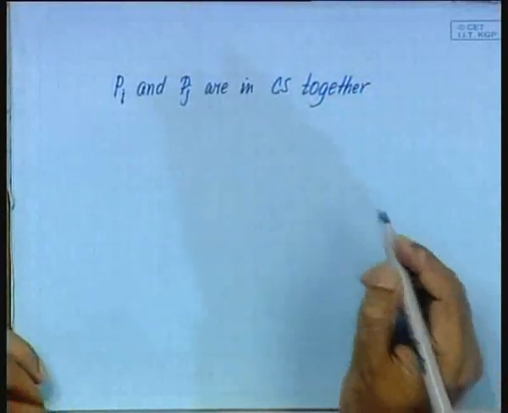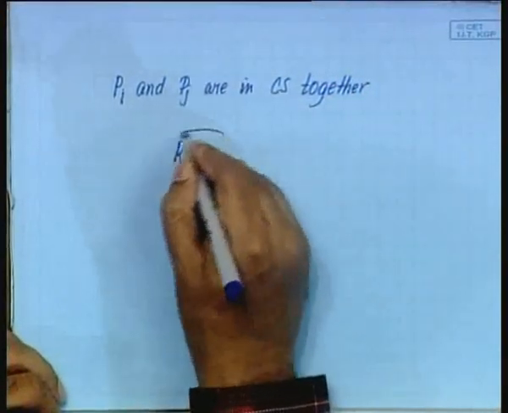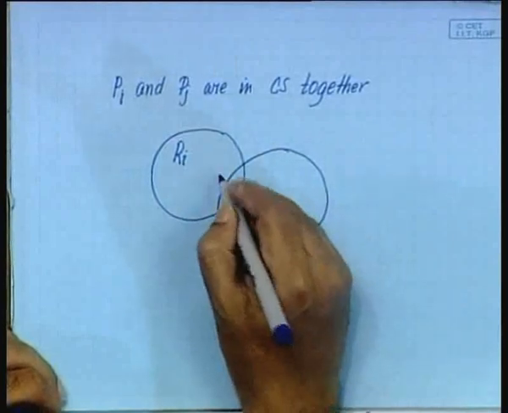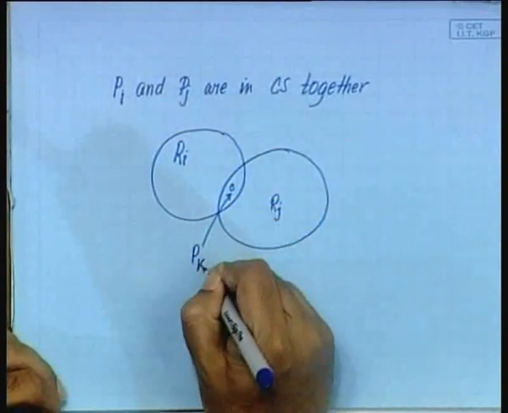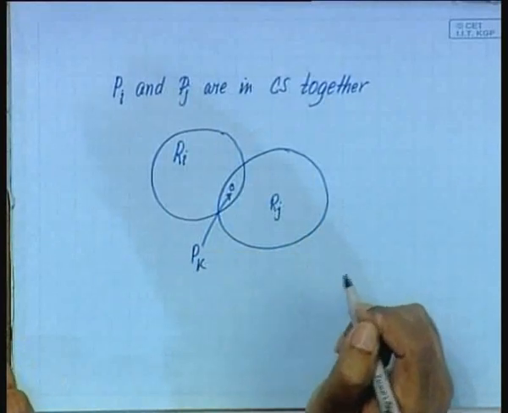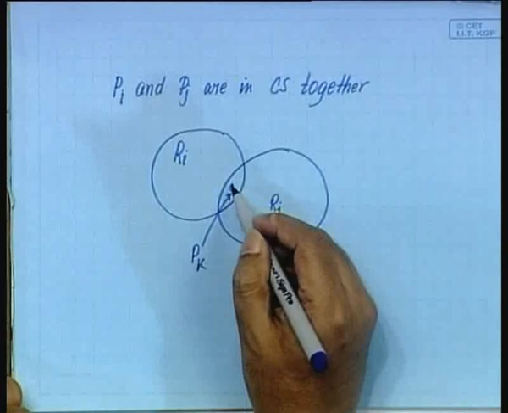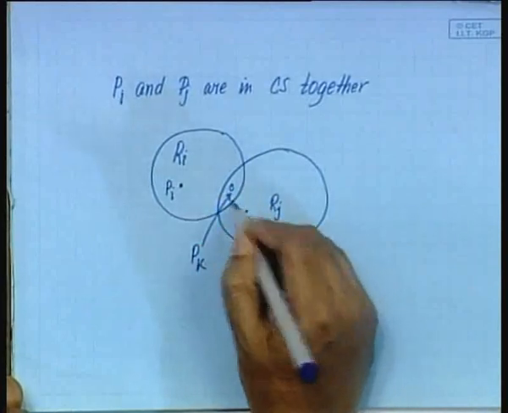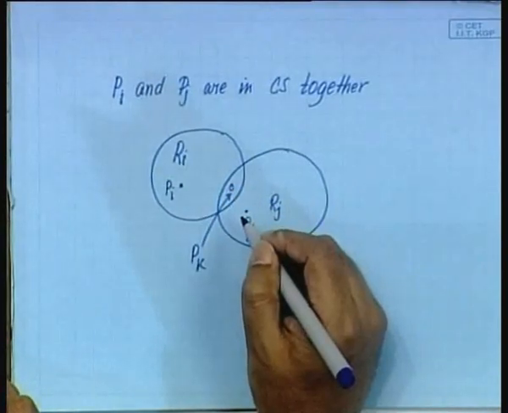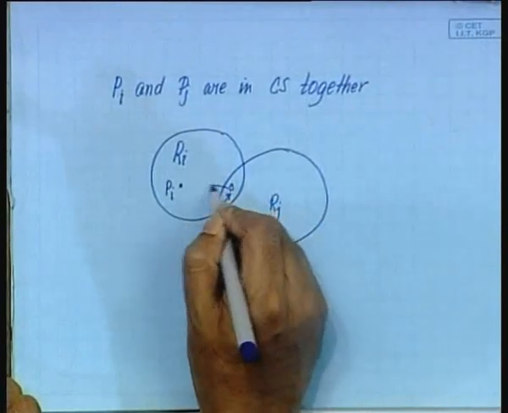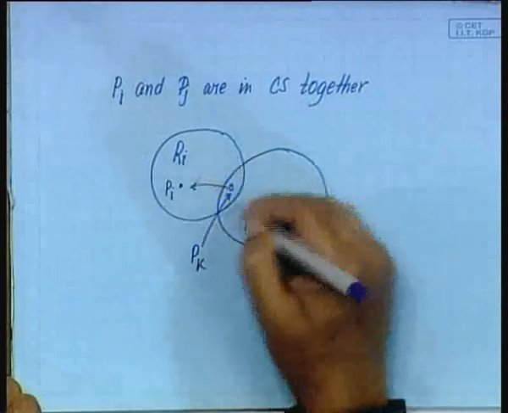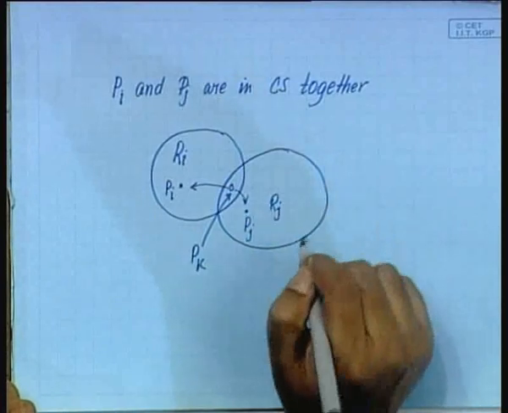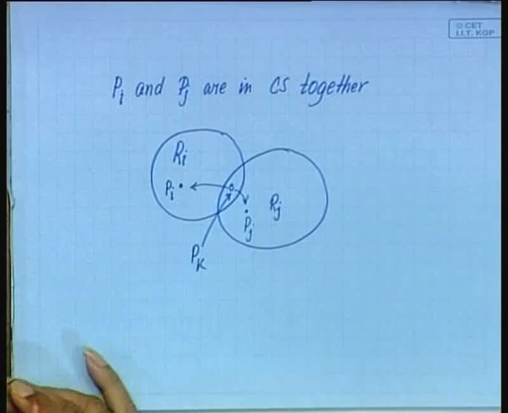Why can't it happen? Because Ri and Rj have some common node. Let us call this node Pk, right. Now at a given point of time, Pk will not reply to both Pi and Pj. It will either reply to Pi or it will reply to Pj. It will not reply to both of them, right. So once it replies to Pi, Pi can enter the critical section, do its work. When it releases it, then it will respond to Pj. So that guarantees that Pi and Pj can never be in the critical section together.